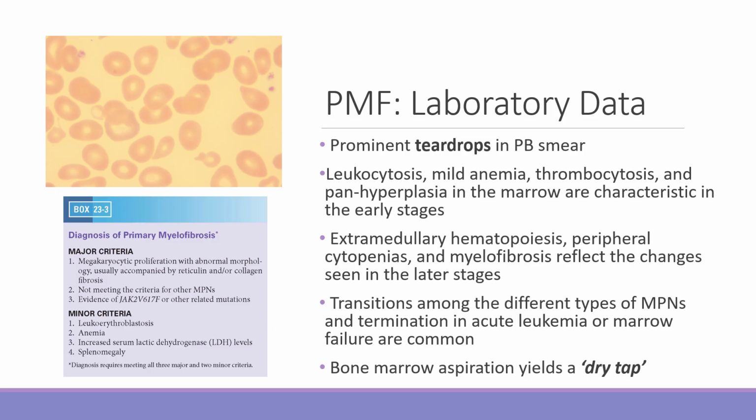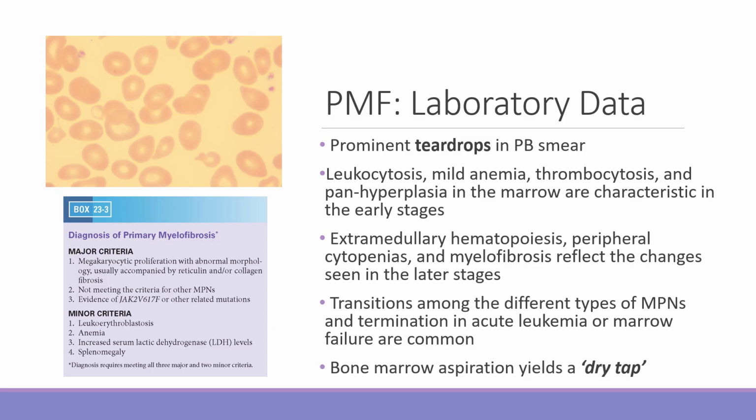We may have leukocytosis, mild anemia, thrombocytosis, maybe panhyperplasia, so all the way across the board in the marrow. Those are all characteristic in the early stages of primary myelofibrosis. We may see some other things in the later stages, so extramedullary hematopoiesis, peripheral cytopenias, and myelofibrosis. Those reflect the changes seen as the condition progresses.